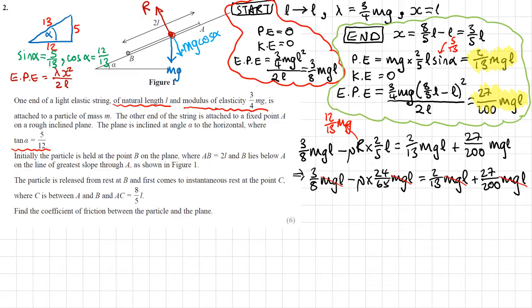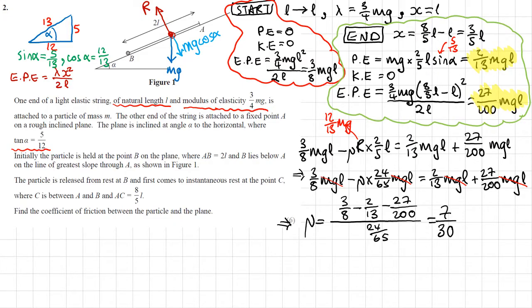Now rearranging for mu, I get this calculation here, and that will give me 7/30 for mu. I want to give my answer to 2 or 3 significant figures. I'll go for 3 significant figures.